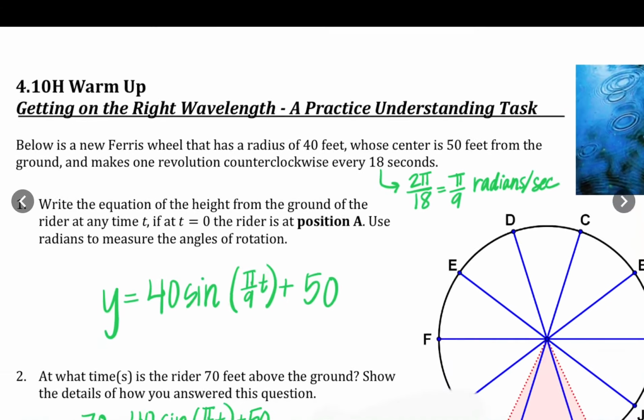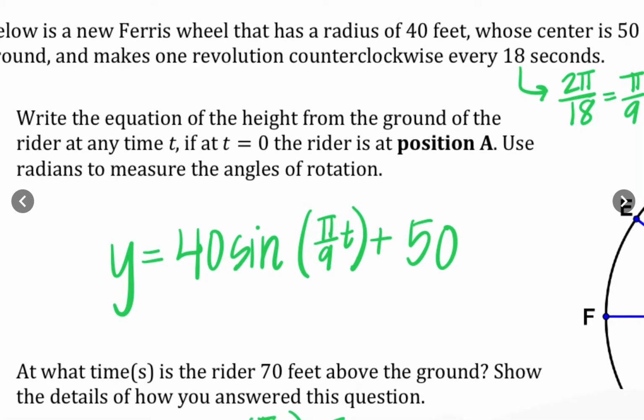So when we create our equation, I went ahead and did this for you. If you're still struggling with this and want some more practice, please ask in office hours. Our radius is 40, so when we set up that little triangle, we're going to end up with a sine, looking for the opposite side. So 40 sine of pi over 9t plus that 50, which reaches right to the center.